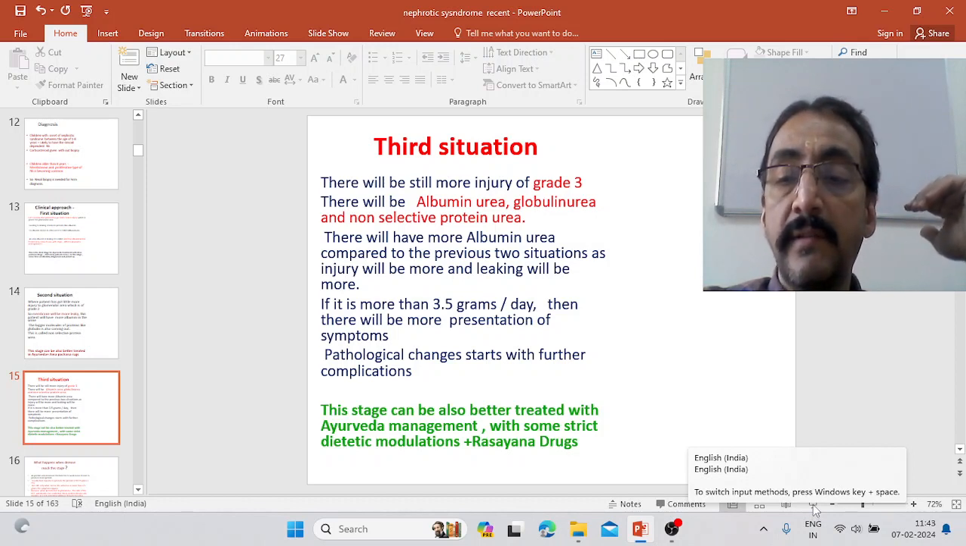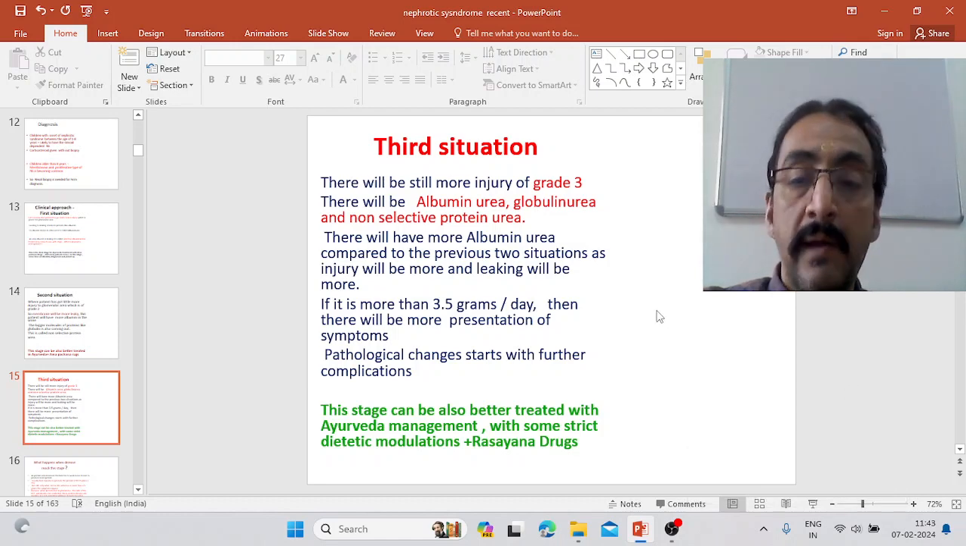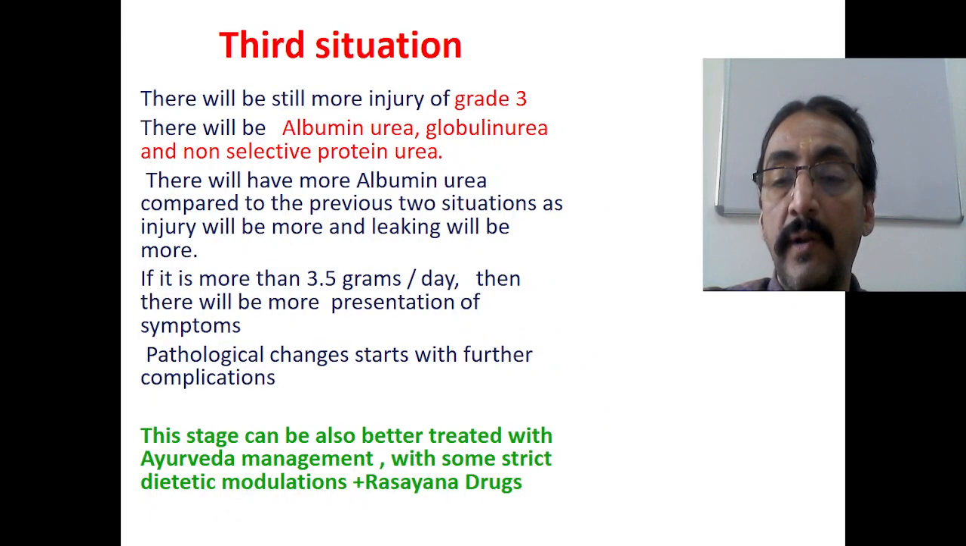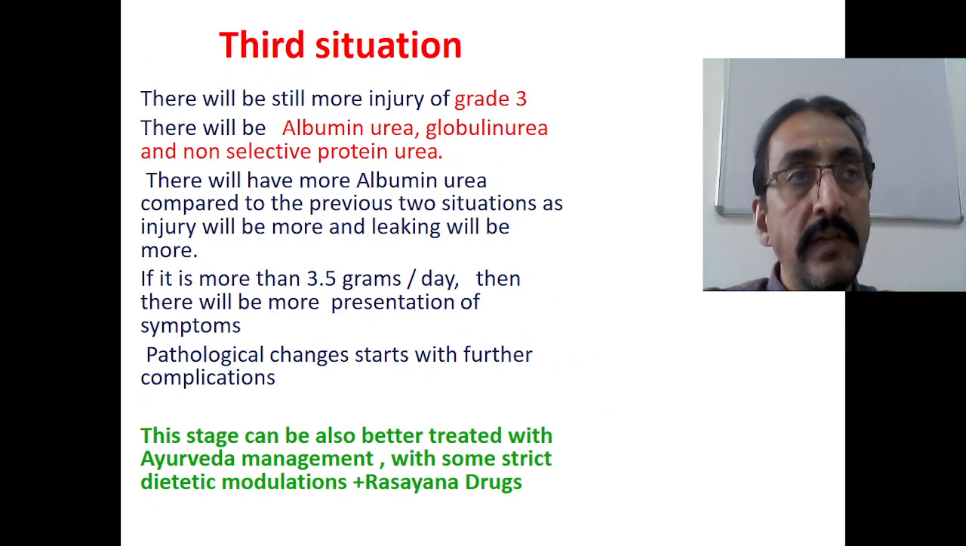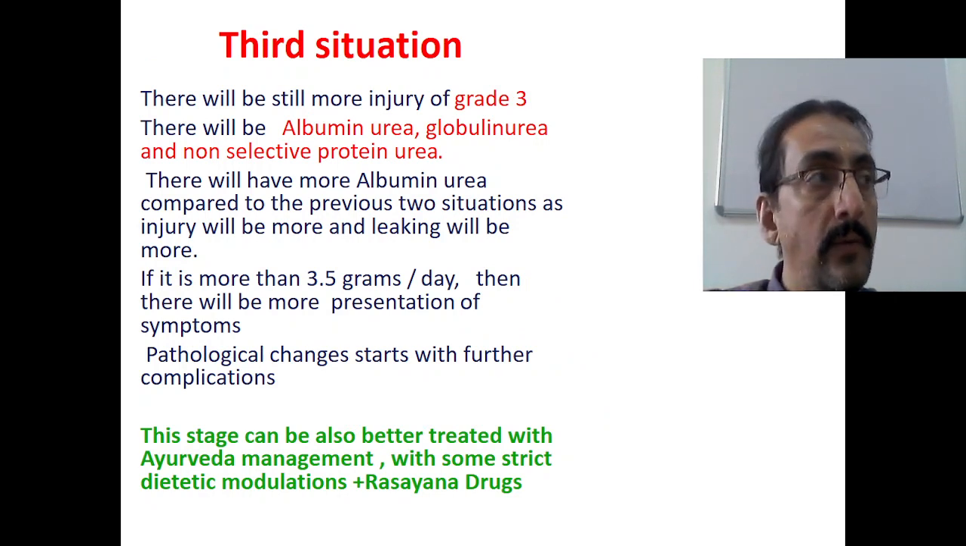Friends, for the last 5 classes we have been discussing nephrotic syndrome, so today also we will continue the same. In the pathology, we have seen what happens in the first stage and what happens in the second stage. Today we will see what exactly happens in the third stage.